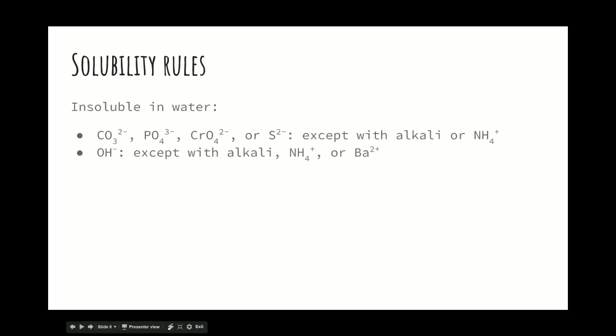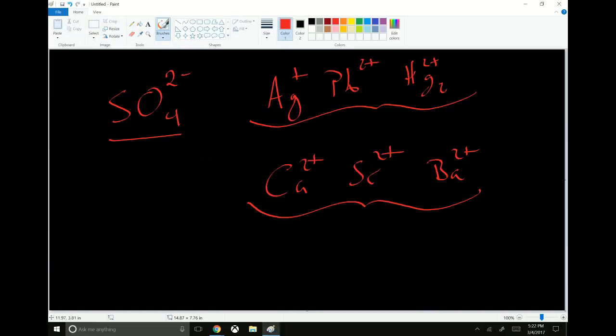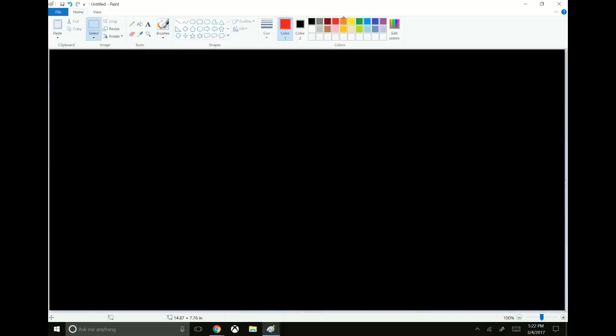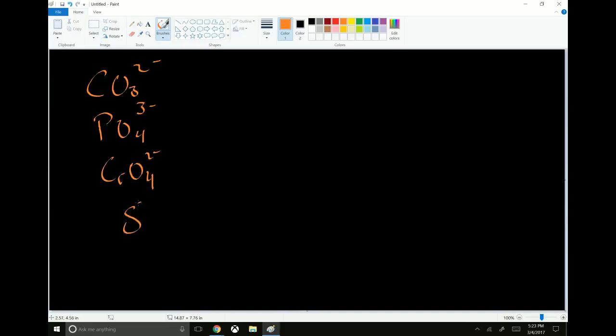Next up, we have things that are generally insoluble: carbonate, phosphate, chromate, and sulfide. That's probably going to mess you up, but hopefully not too badly. Carbonate, phosphate, chromate, and sulfides. Do not confuse sulfides with sulfates. Those are not the same thing.